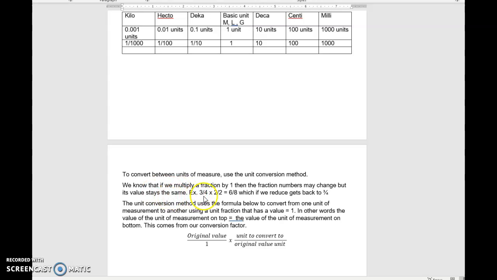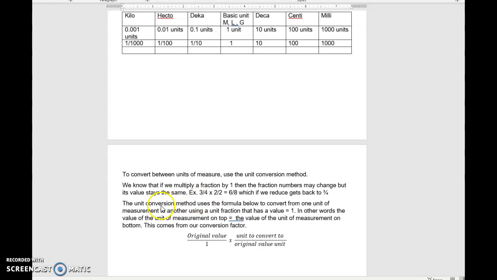So an example would be, if I take the fraction 3/4, and I multiply it by the fraction that says 2/2, which we know that 2/2 equals 1. Remember, any number over itself is going to equal 1. And we multiply it like normally, we're going to get 6/8. Well, that's the same value as if I reduce it back to 3/4. So 6/8 and 3/4 may not look exactly the same, but they still have the same value.